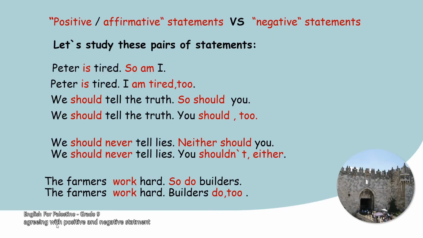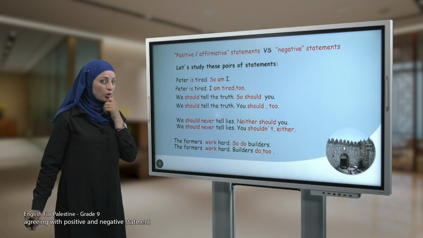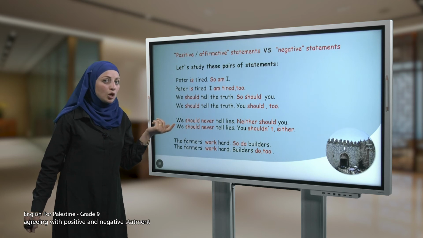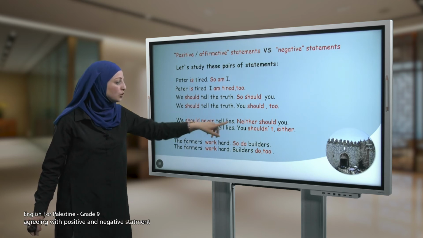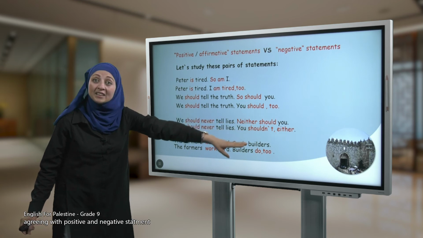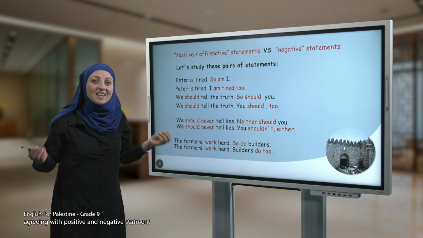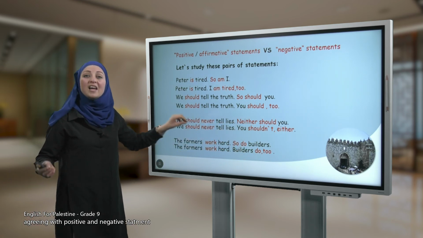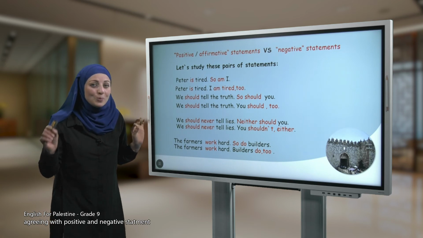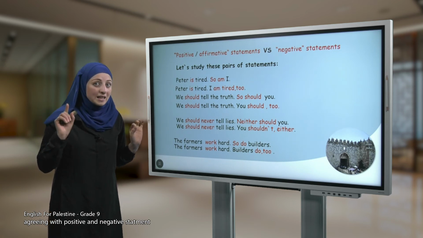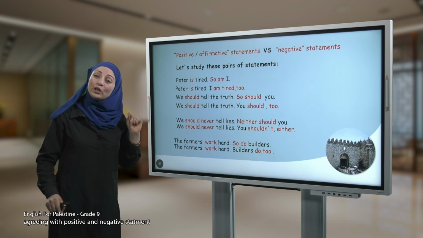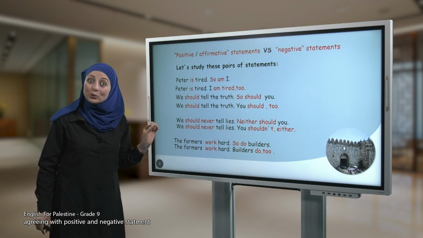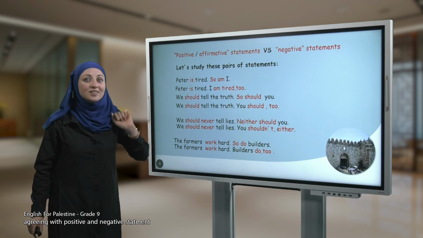Number 3, we should never tell lies. Neither should you. We should never tell lies. You shouldn't either. So maybe someone of you asks me, we don't have not. Why did we agree with neither and either? The answer is that you have never, and never tells you that this sentence is negative. So when you agree with it, you will use either or neither.